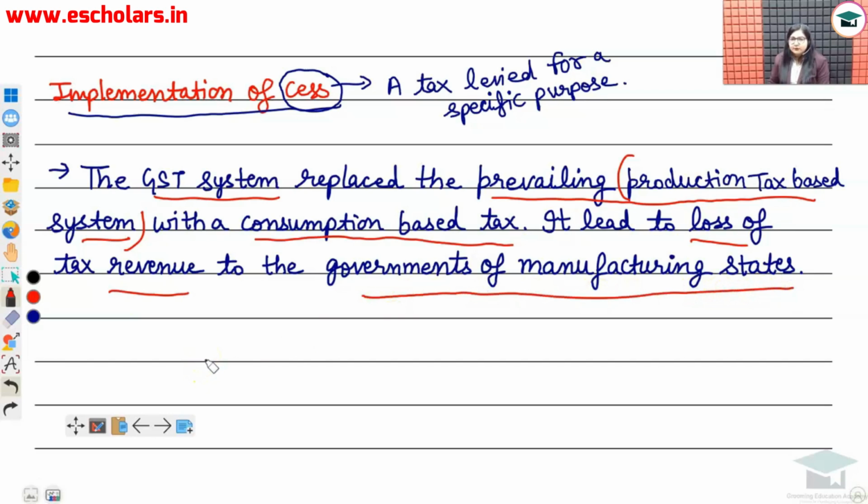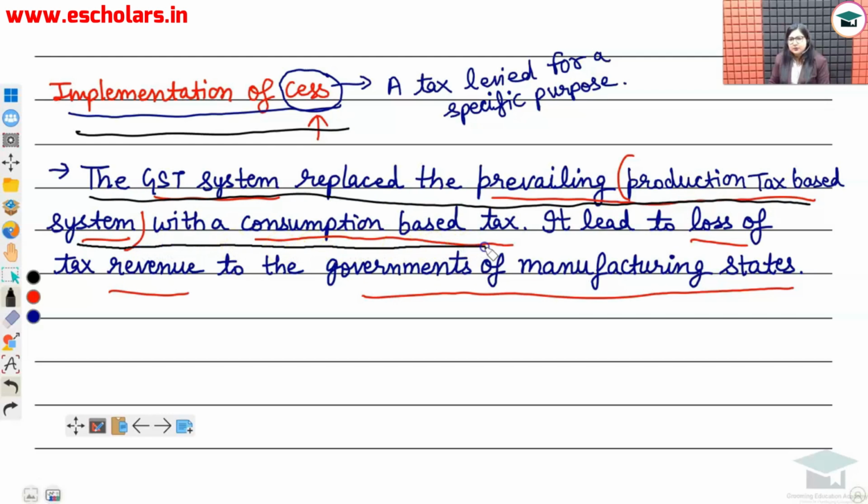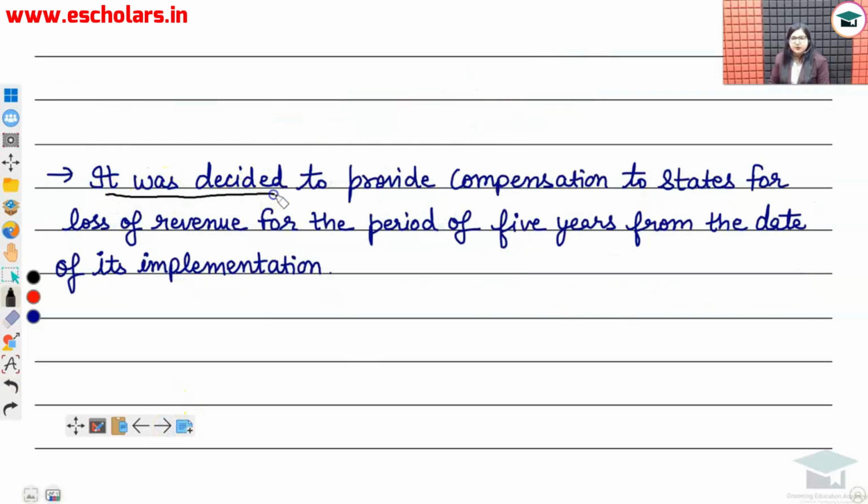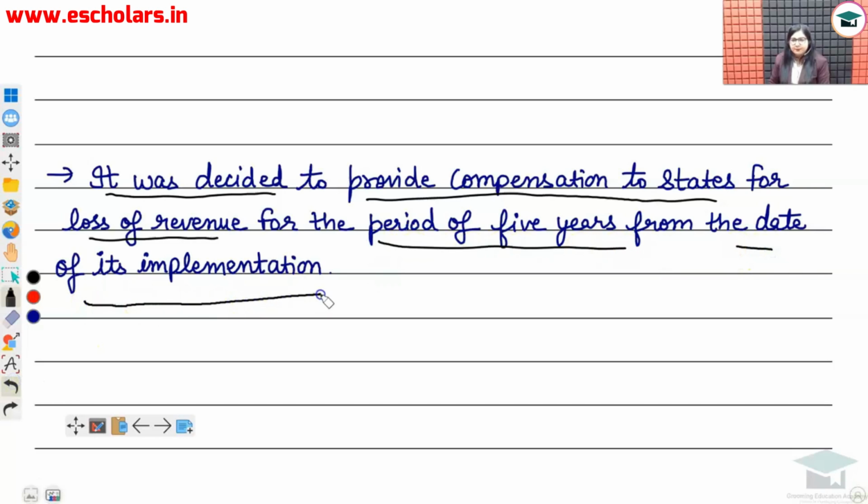So in order to recover the loss of tax revenue to the governments of manufacturing states, cess has been implemented in India. Okay, so let's recall it. Implementation of cess. The GST system replaced the prevailing production tax based system with a consumption based tax. It led to loss of tax revenue to the governments of manufacturing states. It was decided to provide compensation to states for loss of revenue at least for the period of 5 years from the date of its implementation.